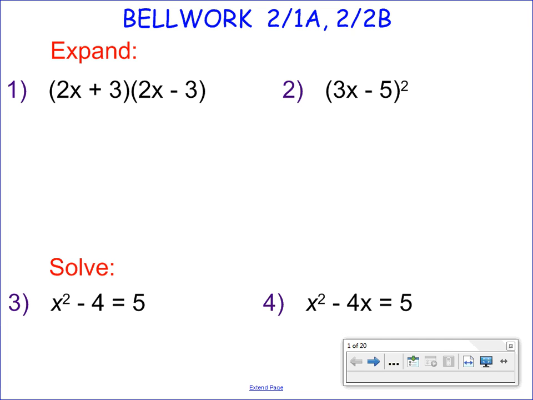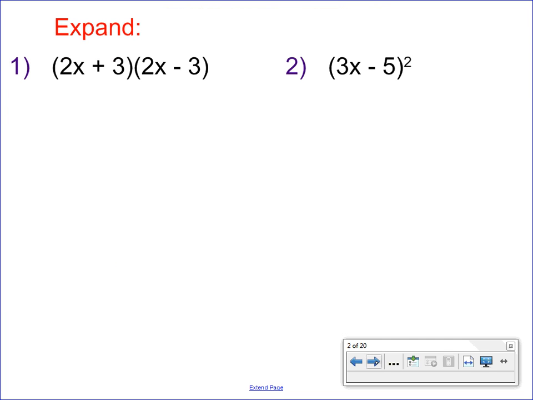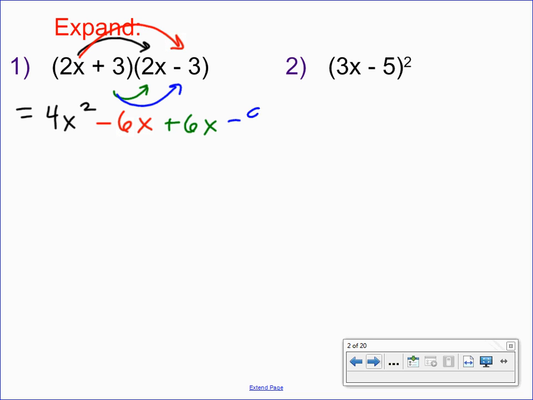So we know we can expand a product of binomials in accordance with our FOIL process, where we can consider the product of the first term, the 2x times the 2x. That would be 4x squared, the outside product. 2x times negative 3 would be minus 6x, the inside product. Plus 3 times 2x is plus 6x, and then the last, plus 3 times minus 3, is minus 9. There we see it, FOIL: first, outside, inside, last.